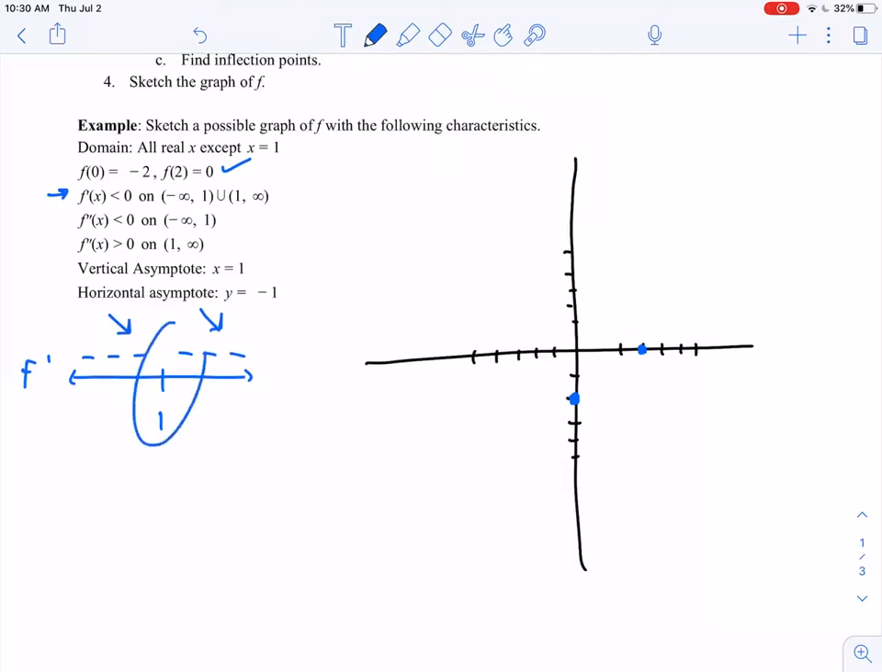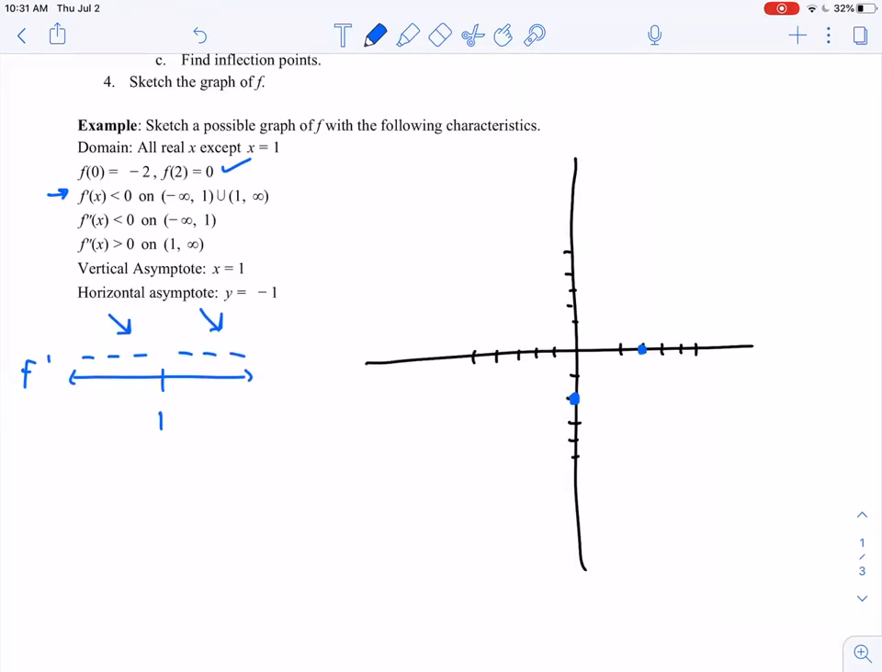You might also want to make a note here: do we have any local extrema? In this case, at x equals 1, there's no sign change. It's negative on the left-hand side, it's negative on the right-hand side. So we have no local extreme values here.